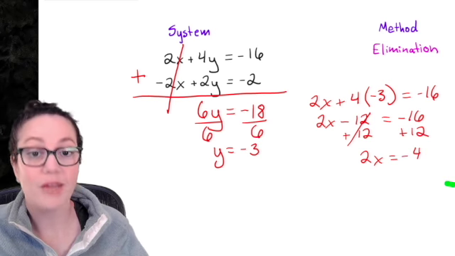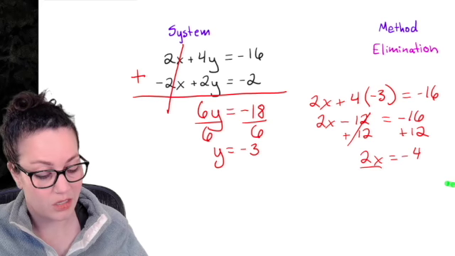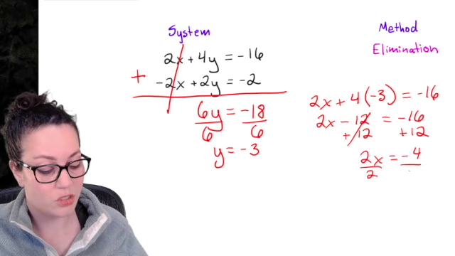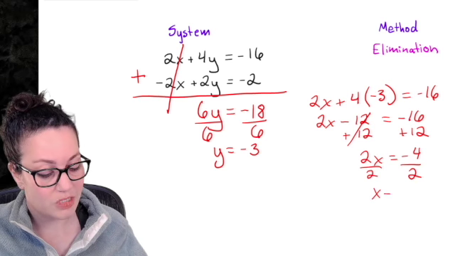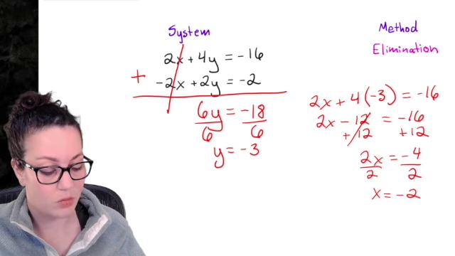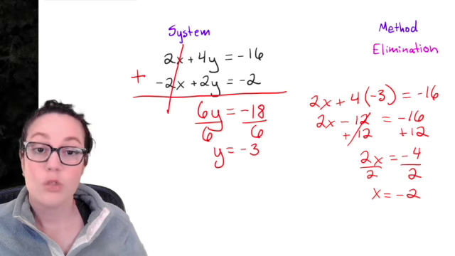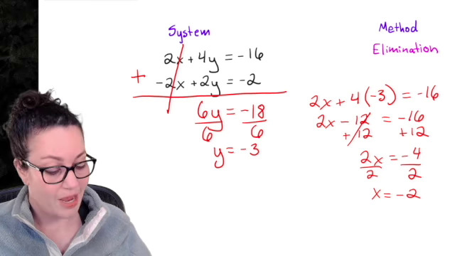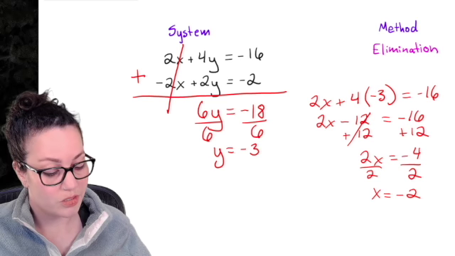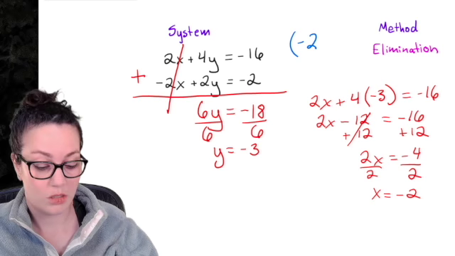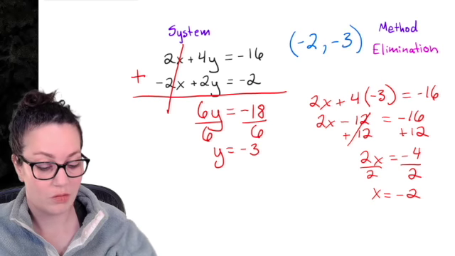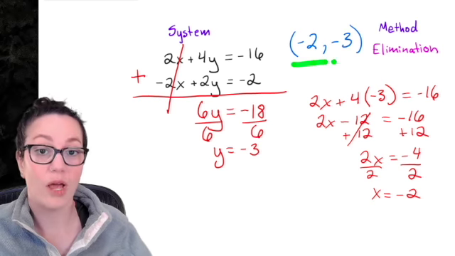Lastly, I'll divide by the coefficient on x to isolate it. In this case, the coefficient is 2, so I divide both sides by 2, and I get x is equal to negative 2. So now we're pretty sure that our solution to this system is negative 2, negative 3, right? X, then y.